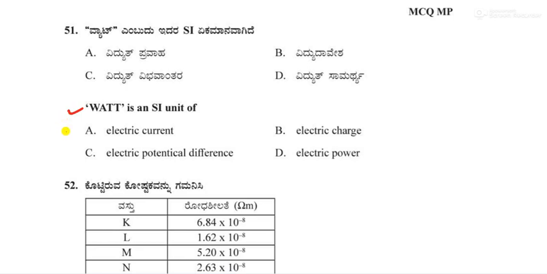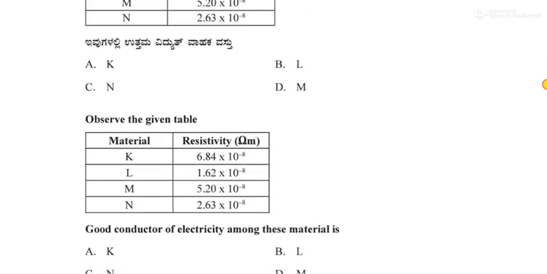Watt is the SI unit of dash. So watt is the SI unit of electric power. You should also know about current, it is ampere. Electric charge, it is coulomb, and electric potential difference, it is volt. Moving to question number 52.